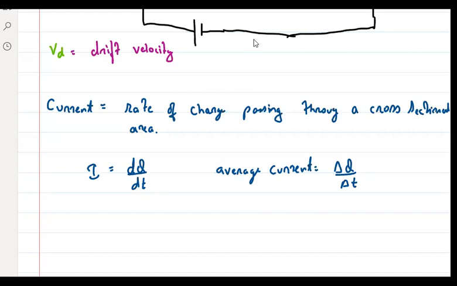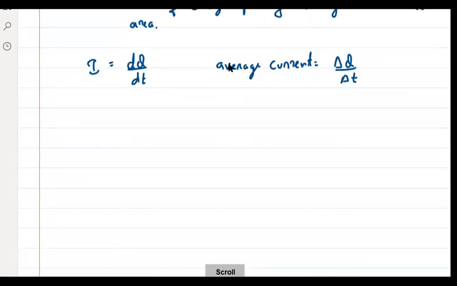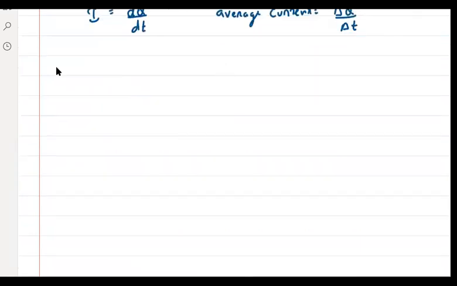Again, when you talk about charge passing, charge is passing through this area. That is the rate. That is why I'm writing cross-sectional area. How much charge will pass through this area, and in how much time?